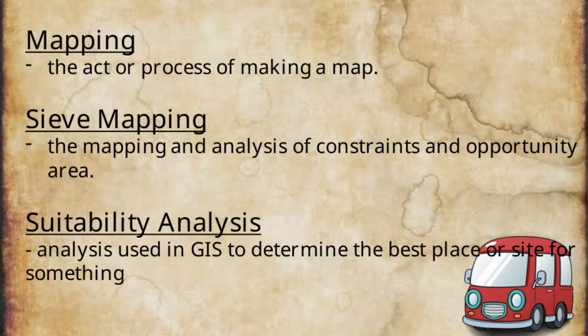Let's start by understanding what we mean by mapping. Essentially, it's the act or process of making a map, which helps us visualize spatial information clearly. Now, moving on to sieve mapping. This is a more specialized technique where we map and analyze constraints and opportunity areas. It allows us to identify the best locations by systematically filtering through options based on various criteria.